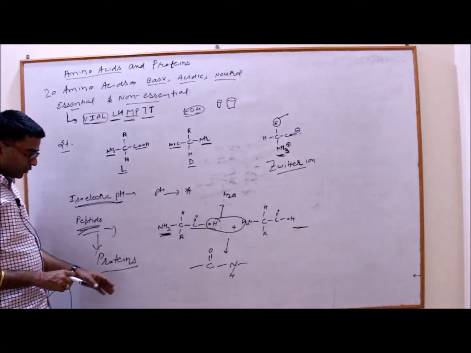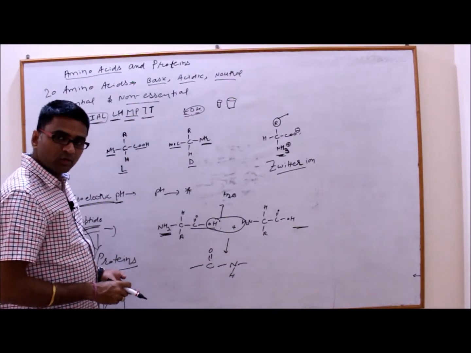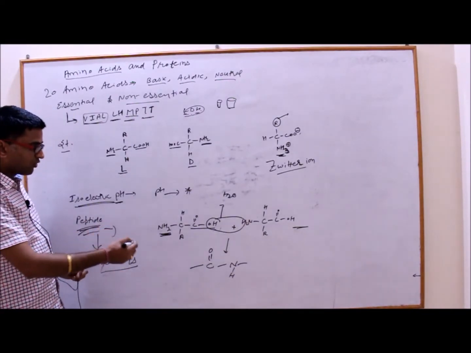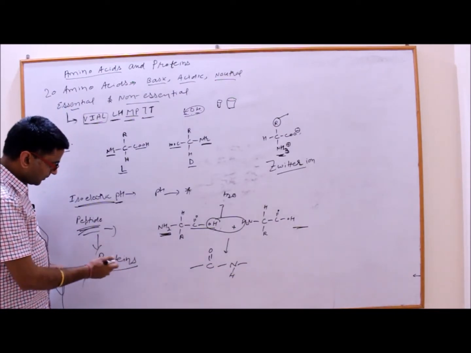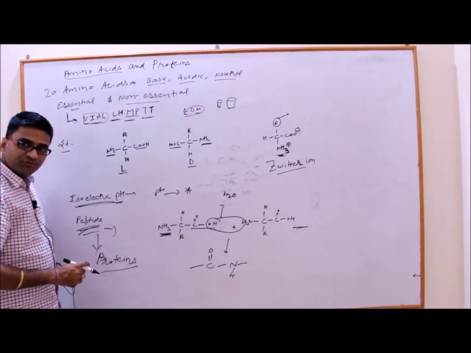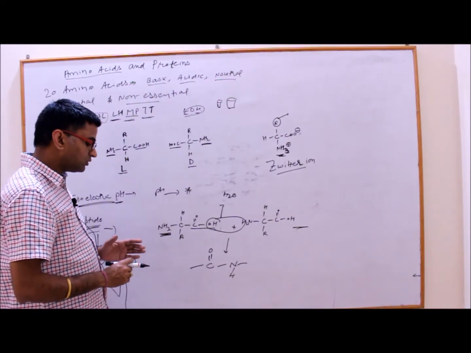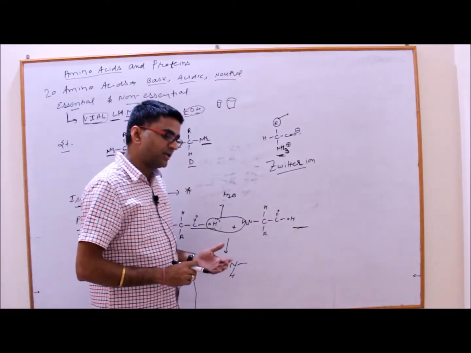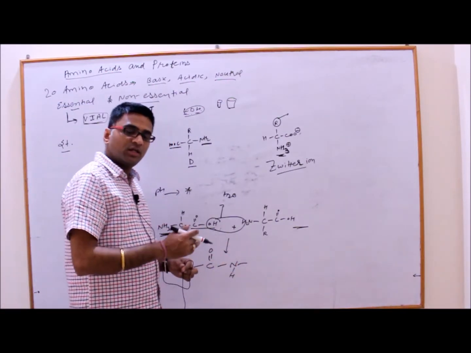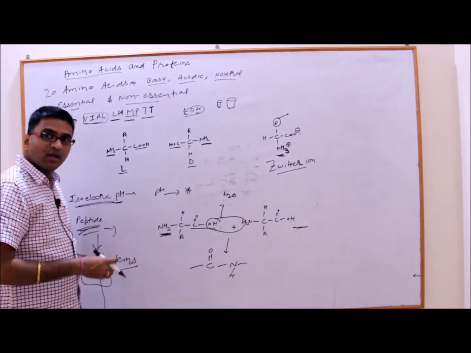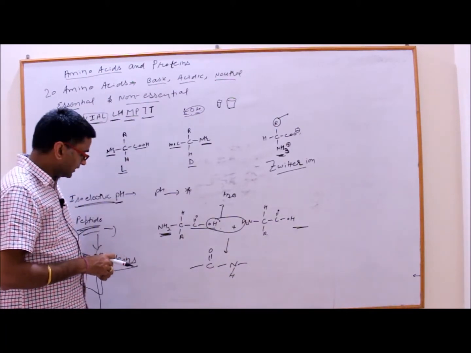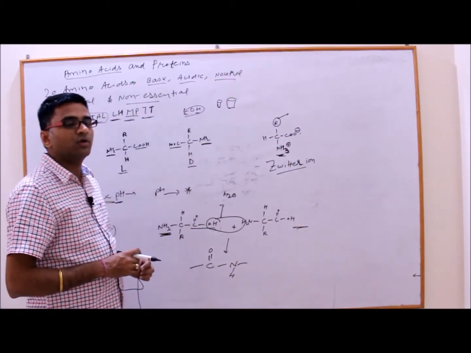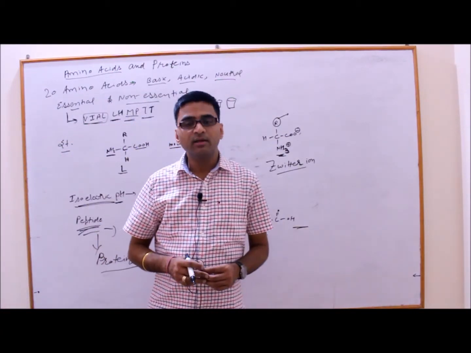Because we know that a protein's building blocks are amino acids, and amino acids combine to form di, tri, tetra, penta, hexa and polypeptides, and when a polypeptide is formed, a protein is formed. Although there is no sharp demarcation between polypeptides and proteins, it is said that if the molecular weight is less than 10,000, we say polypeptide, and if it is more than 10,000, we say it is a protein.